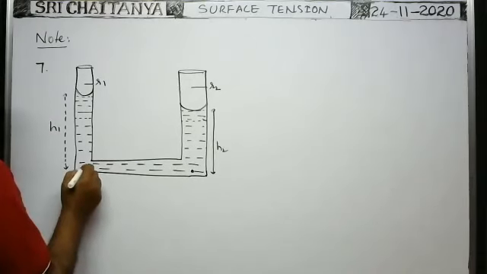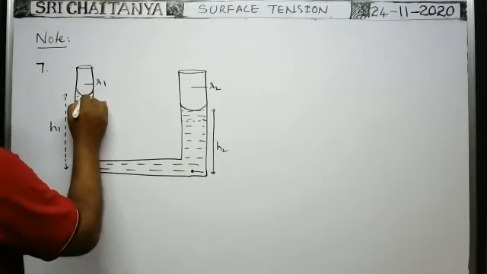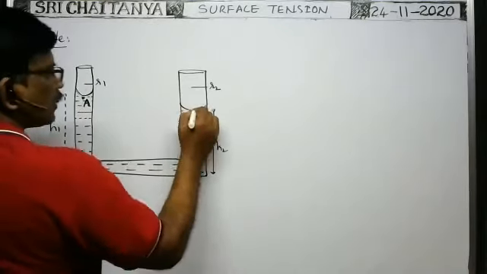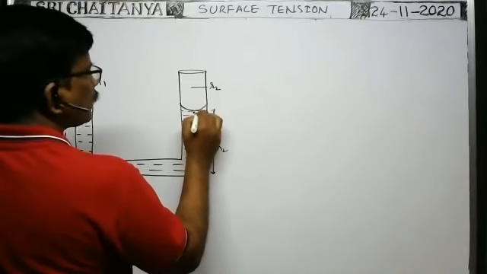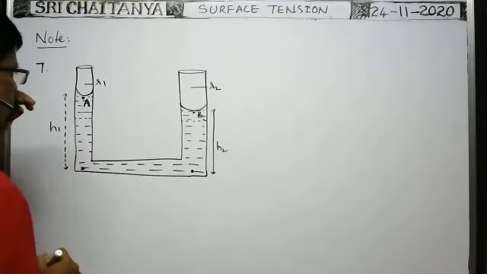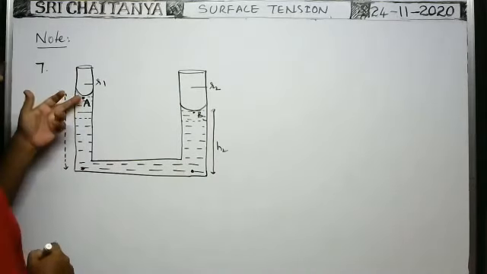Suppose these are just below the meniscus. This is the point, say A, just below the meniscus. Just below the meniscus in this tube, consider the point, say B. What is the pressure of the liquid just below the meniscus?